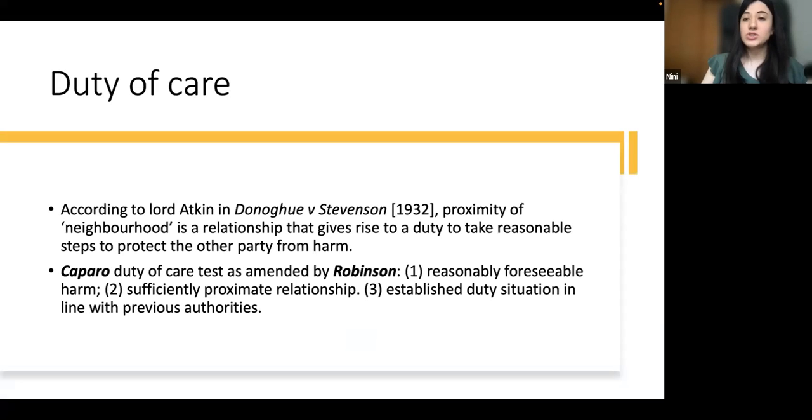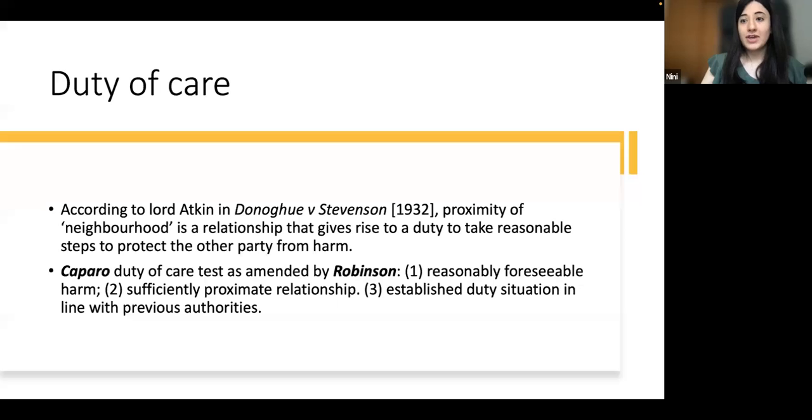Duty of care, according to Lord Atkin in Donoghue v Stevenson, is based on proximity or neighbourhood: a relationship that gives rise to a duty to take reasonable steps to protect the other party from harm. Therefore, there should be a sufficiently proximate relationship.